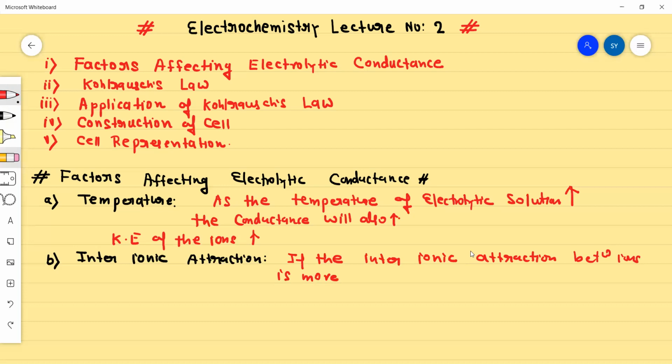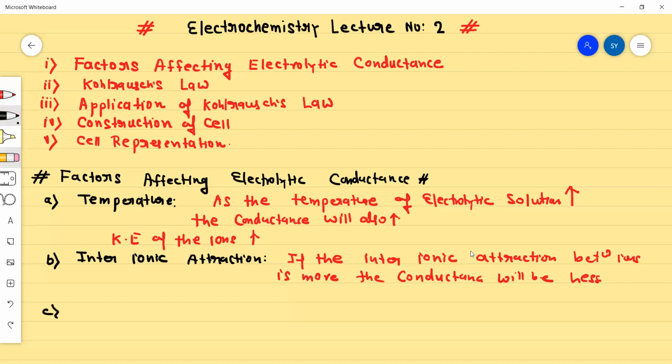That is very understandable: if the two opposite ions are pulling each other, they are not in a position to move. So what are we supposed to do? We are supposed to just heat it. When you are heating, the attraction is gradually decreasing. If the interionic attraction between the ions is more, the conductance will be less. So this is the second point.